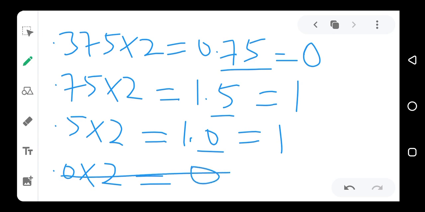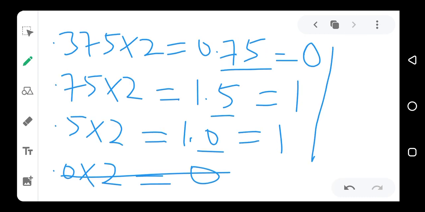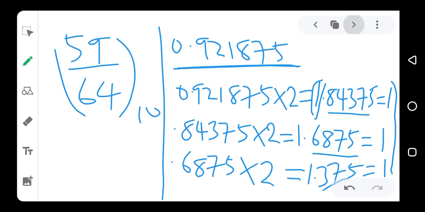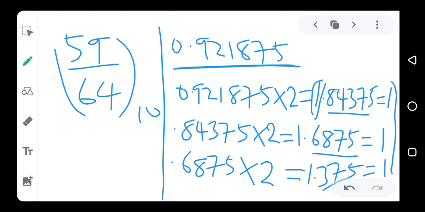So we count these ones from the whole numbers from up to down. So we are counting from here to here, and that is going to give us 111011. Now this actually represents this point. This is 111011.